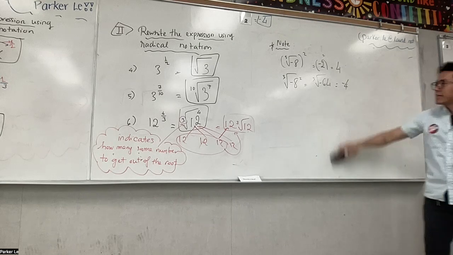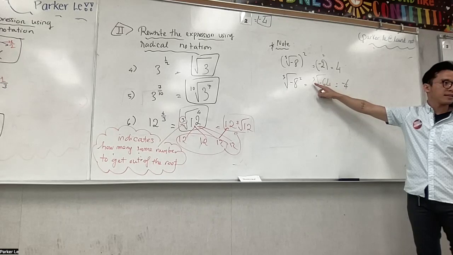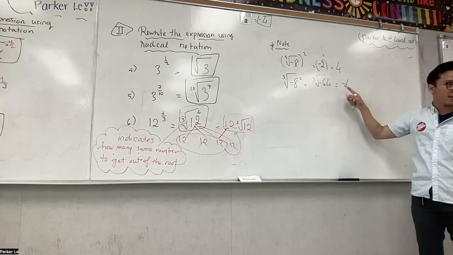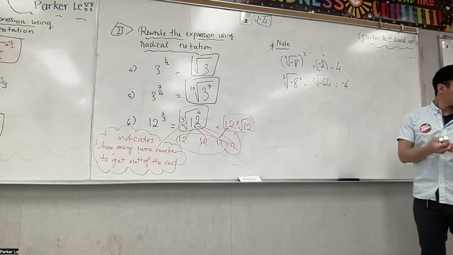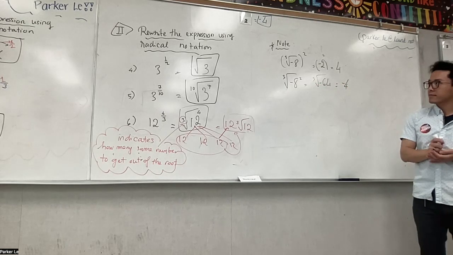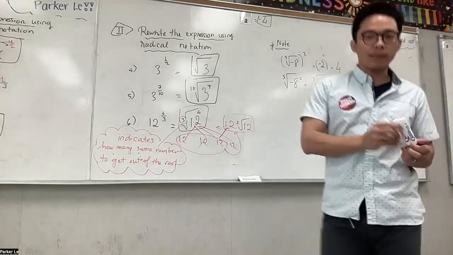But this one, the root power is 3. This is an odd number. So with an odd number, you can keep the negative. They can do it. No doubt, I just gave you a sample of the square.